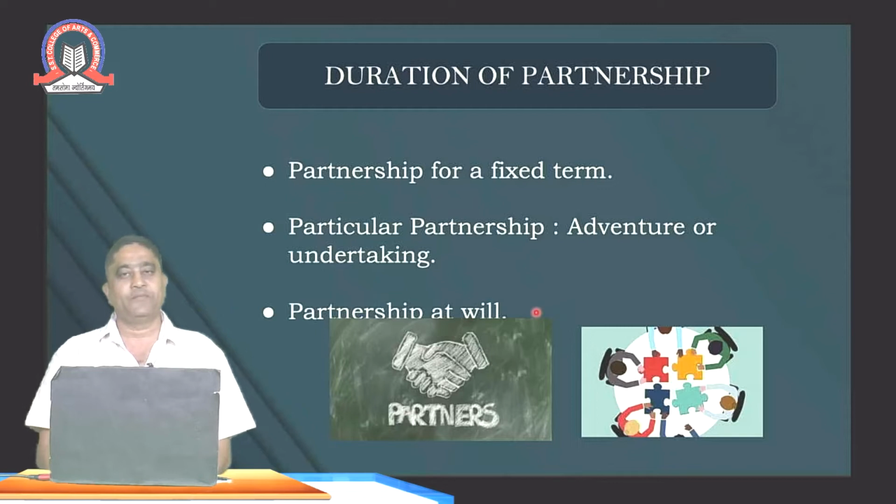Partnership at will is also a type of partnership, where one of the partners says that I don't want to continue with the partnership firm. That type of partnership is called partnership at will. So duration of partnership has been classified into partnership for a fixed period, particular partnership, which is completed after the completion of that particular venture, and partnership at will, which is the third type of partnership.